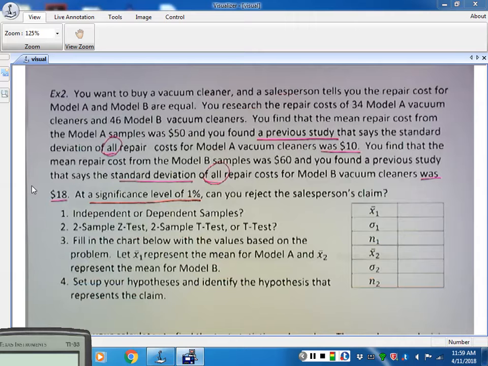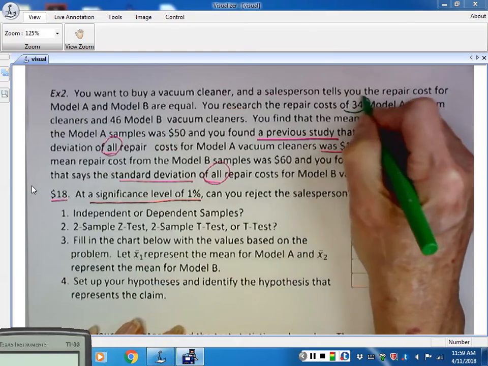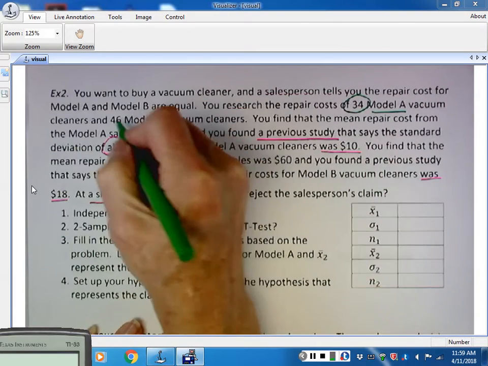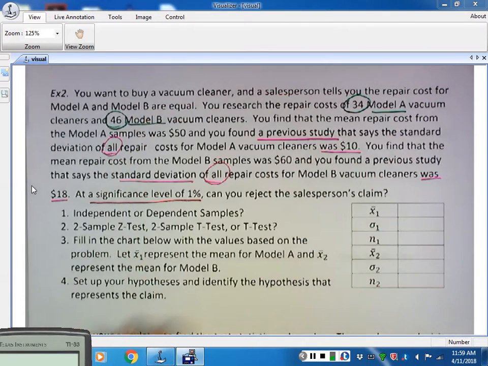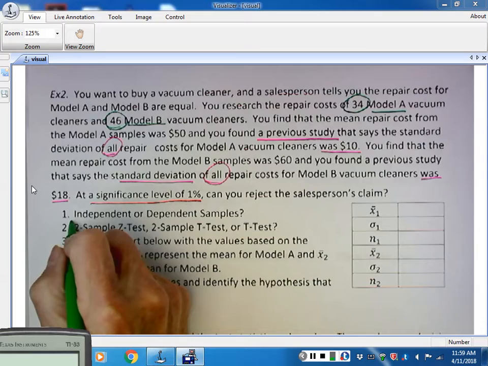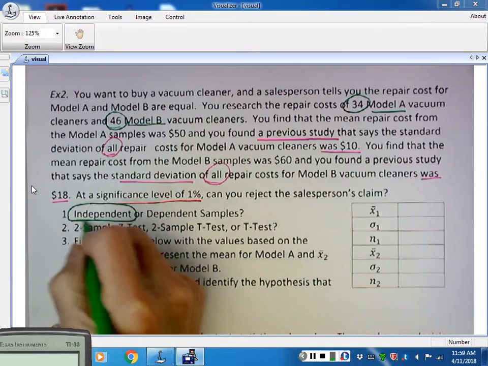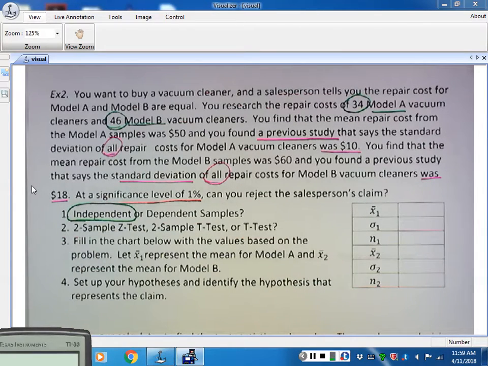In fact, one of the ways you'll know for sure that you have what's called an independent sample is if the size of your sample isn't the same. That's going to be a big giveaway. If you have a sample of 34 of Model A and 46 of Model B, you can't pair those up because you have more of one than the other. So if you have different sample sizes, it's guaranteed that you have an independent sample. So these are independent samples.